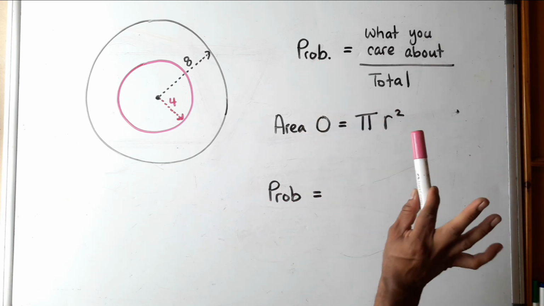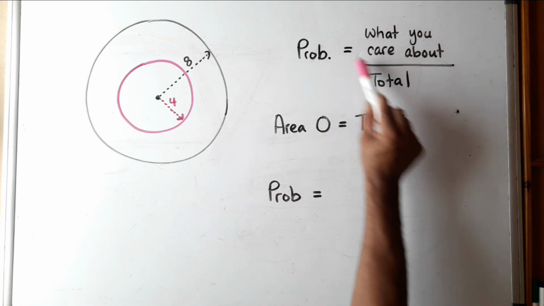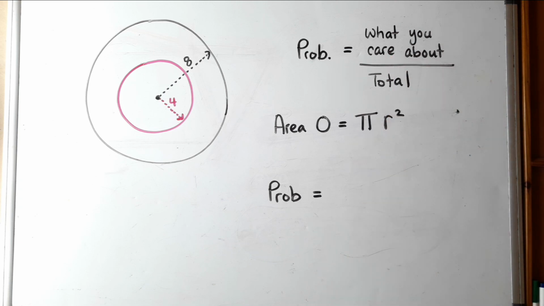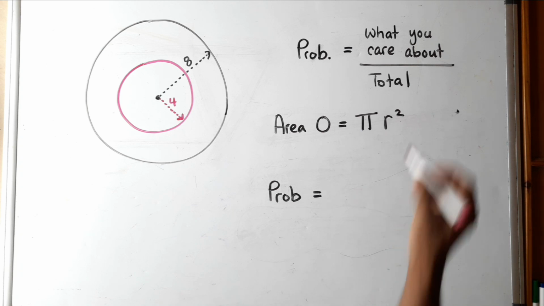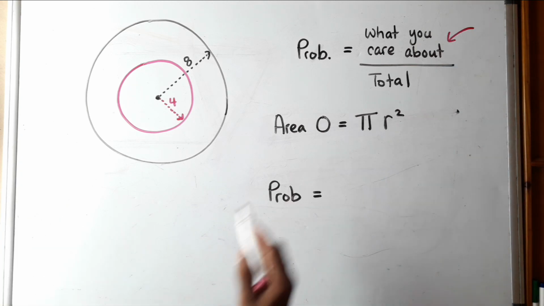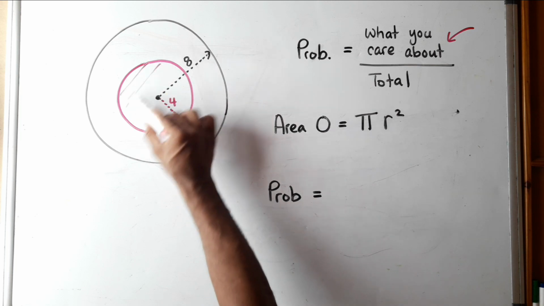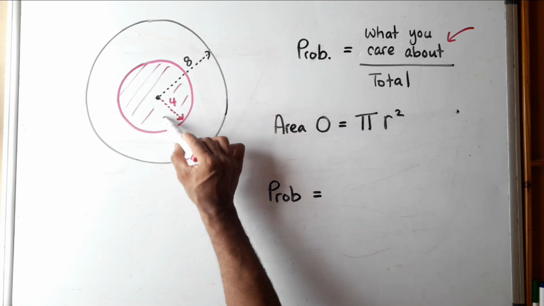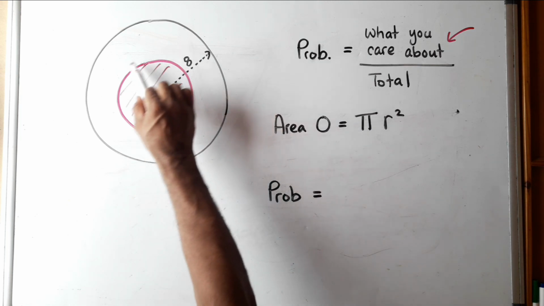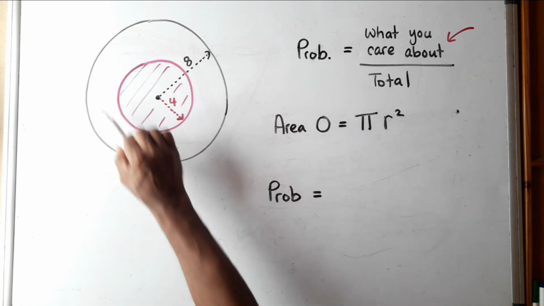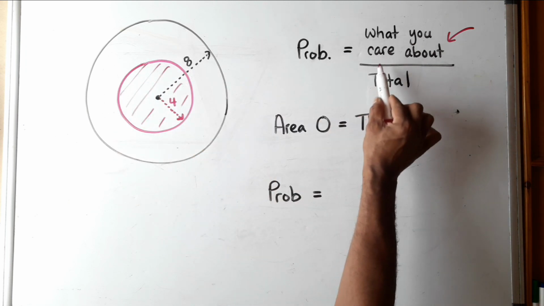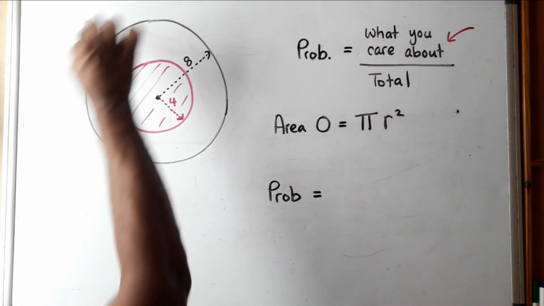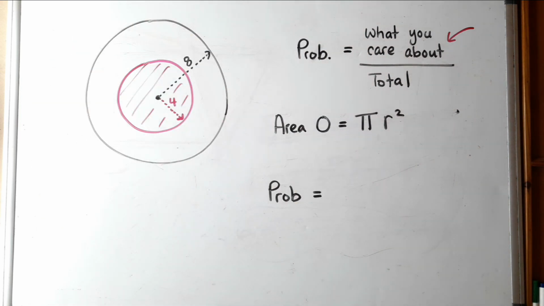Probability, at the end of the day, it boils down to this: what you care about divided by the total. I know that's not the official formula that you'll find in the textbooks, but it will help you understand it. What do you care about? You care about hitting things in this area, which means we are going to find the area of the pink region and then divide it by the total of the entire dartboard. That is what it boils down to.